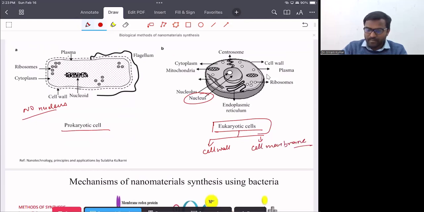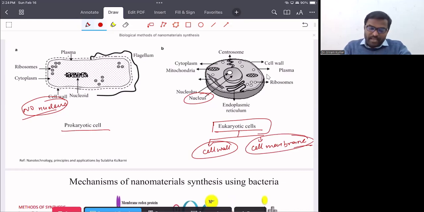So here the prokaryotic cell doesn't have a nucleus, however the eukaryotic cell has a nucleus, and if we classify these cells, one kind of cell may have the cell wall, and the other kind has only the cell membrane. And within the cell membrane we have the cytoplasm, and within the cytoplasm we have the nucleus, the mitochondria, the endoplasmic reticulum, and plasma. So these are the things present in the cytoplasm.